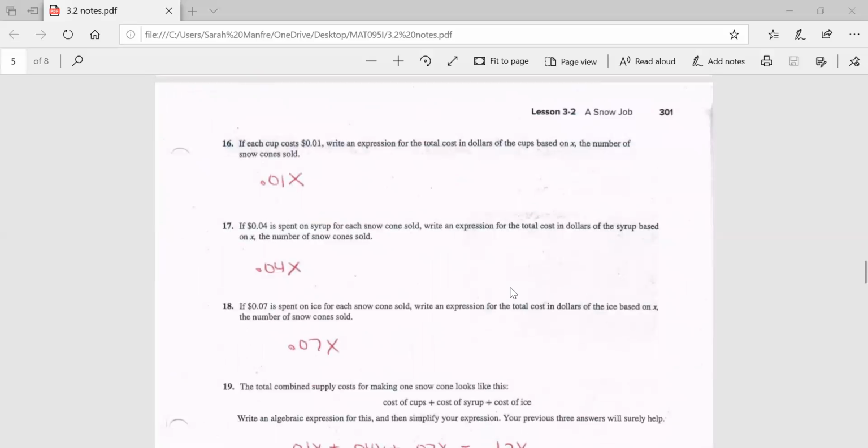Question 16: if each cup costs 1 cent, 1 penny, 0.01, what is the expression for the total cost in dollars of cups based on X? Well, 0.01 times X, because X is the number of snow cones. Question 17: if 4 cents is spent on syrup for each snow cone sold, write an expression. 0.04 times the number of snow cones, 0.04 times X.